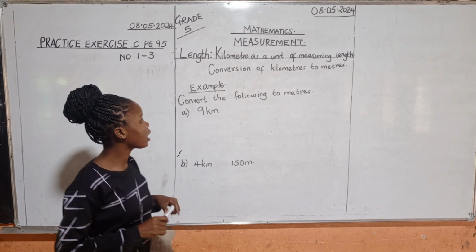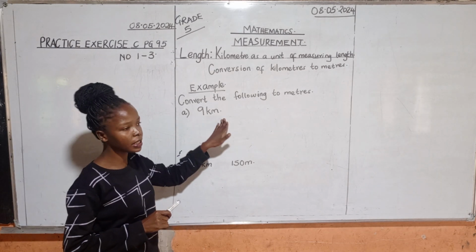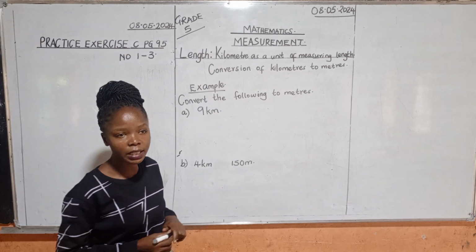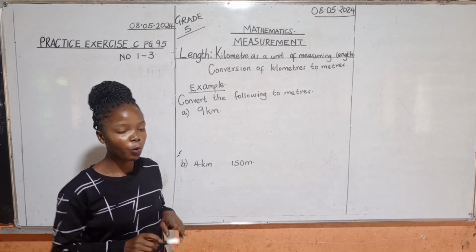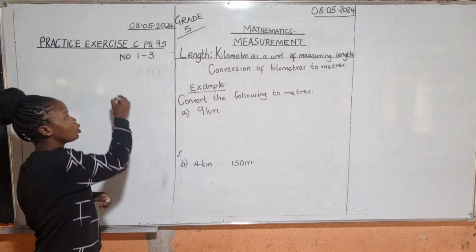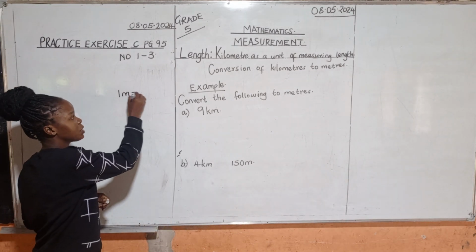We will be looking at the topic of measurements, whereby we are looking at kilometer as a unit of measurement. In grade 5, we are looking at kilometers and meters, but in grade 4, we looked at meters and centimeters. I want us to remind ourselves what we looked at in grade 4. We said that one meter is equal to 100 centimeters.